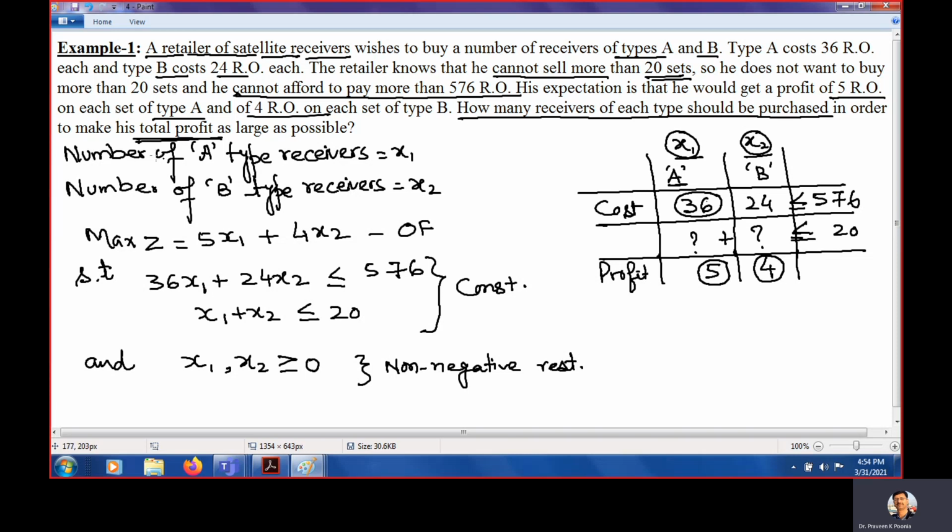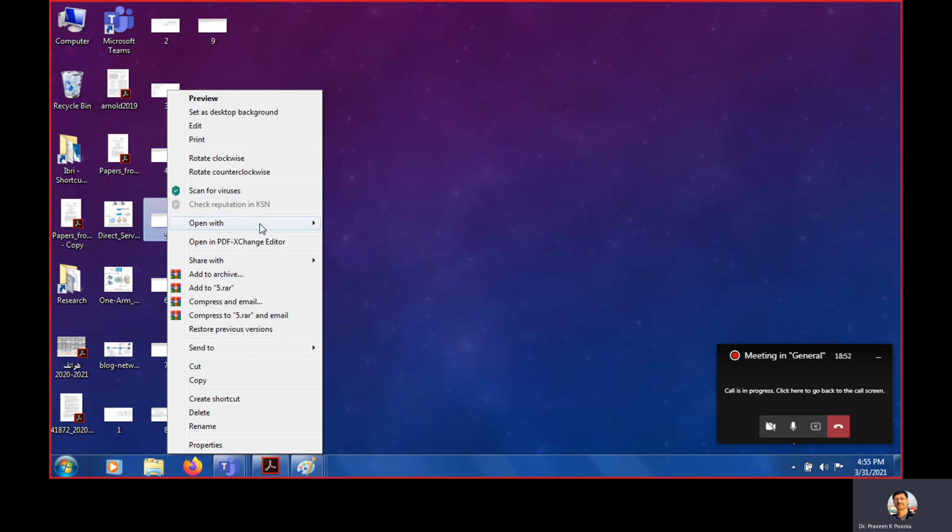And dear friends, this is called formulation. So this you can say is the formulation. Formulation means the mathematical form of the given problem. This problem is having this solution. Okay. Now another problem.